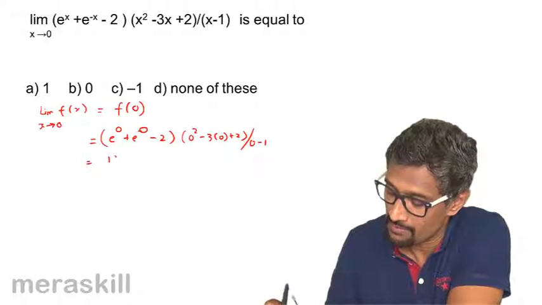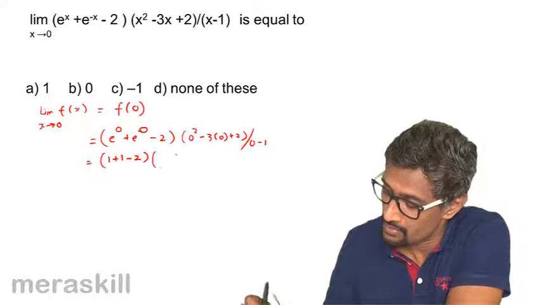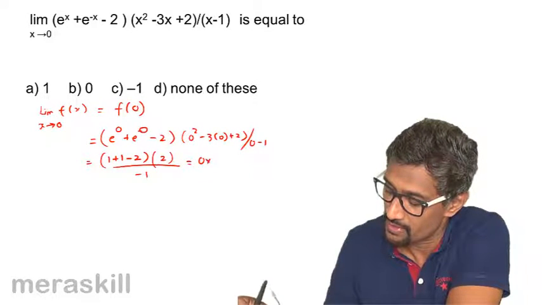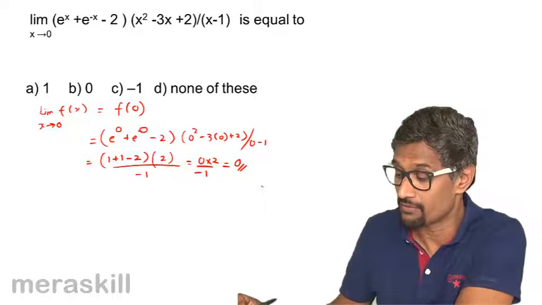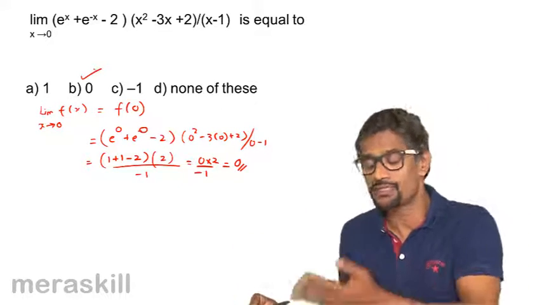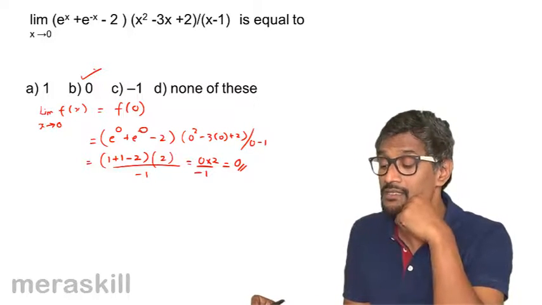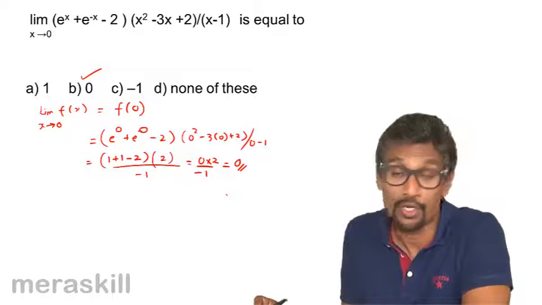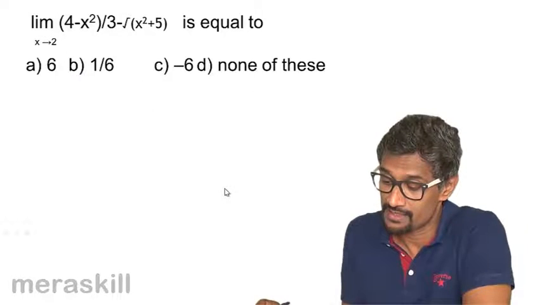Now this will become 1 plus 1 minus 2, into 2 divided by minus 1. This will turn out to be 0 into 2 upon minus 1, which is 0 itself. So the value of this particular limit is 0. So in such cases, we just need to check whether the denominator is meaningful or no. If it is, you can directly substitute the value of the variable. If not, factorize it. Okay, so we do get it as 0.